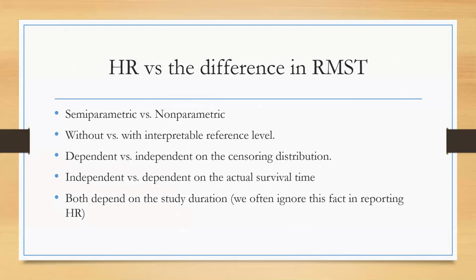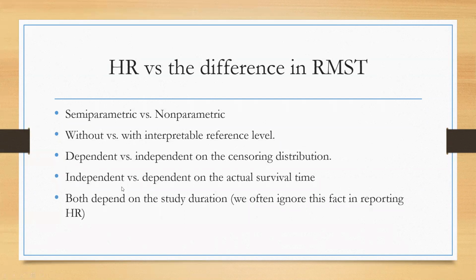And the hazard ratio might depend on the censoring distribution if the proportional hazard assumption is violated, because in that case the hazard ratio would be a weighted average of the hazard ratio across all the time points, and the weight will depend on the censoring distribution. But the difference in RMST does not depend on the censoring distribution, at least asymptotically.